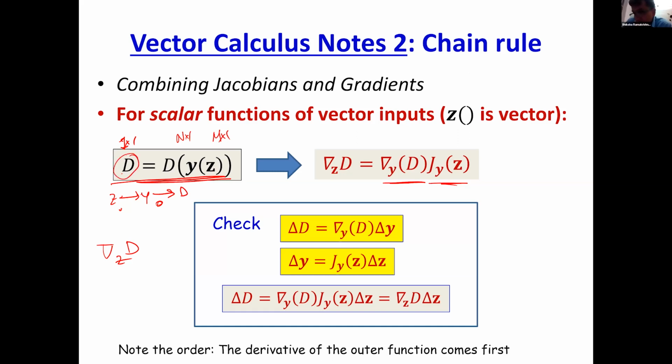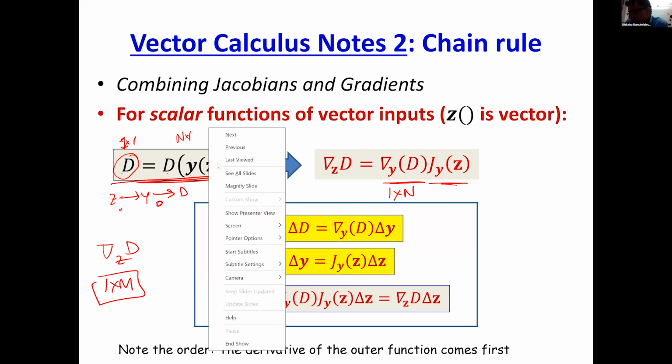d is a scalar, z is a vector. So what's it going to be, Kevin? 1 cross m. Right? That's what this is going to be, right? Now y is an n cross 1 vector. What is the derivative of d with respect to y? What is the size? 1 cross n, right? Yes. And what is the Jacobian of y with respect to z? What is the size? N cross m, right?